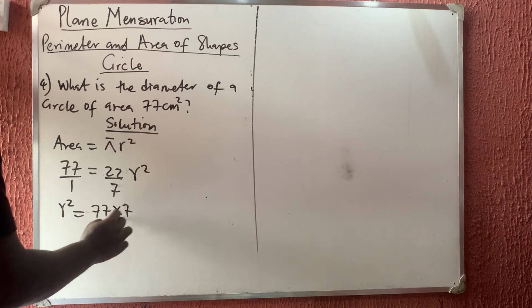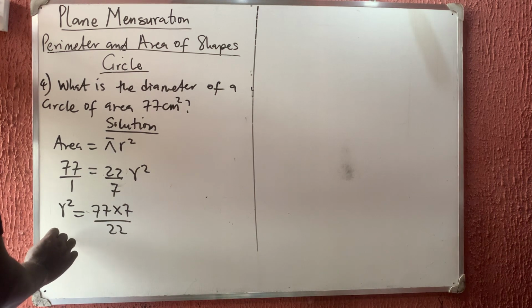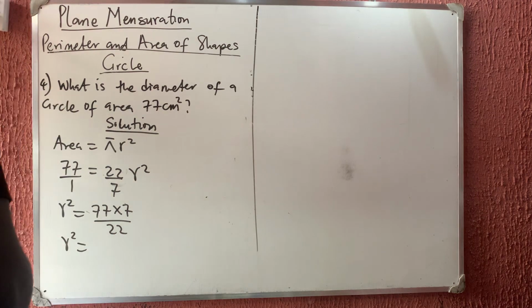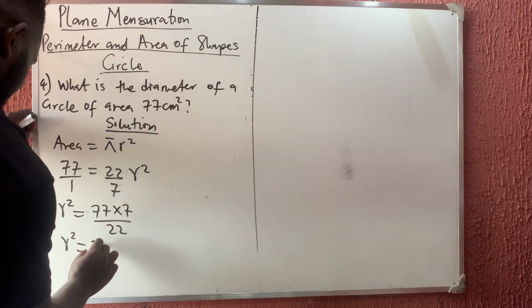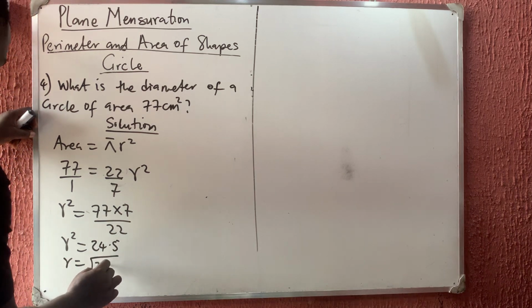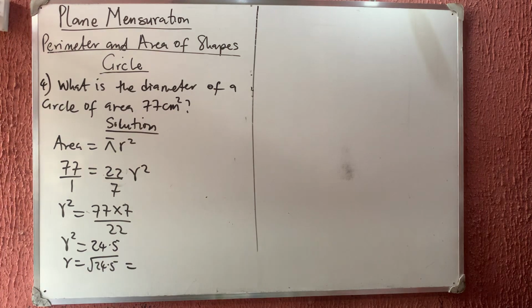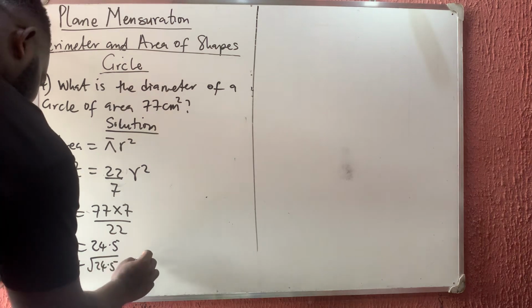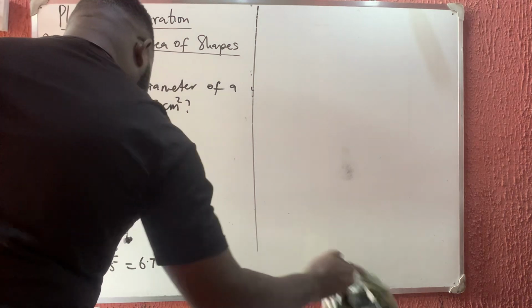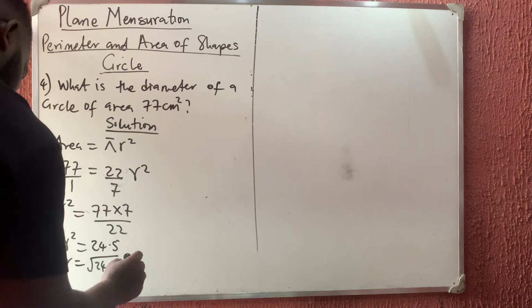77 times 7 divided by 22. So what do you have? R squared is equal to 77 times 7, then divided by 22. I'm having 24.5. So the square root of 24.5. What do we have? The square root of my answer, I'm having 4.949.